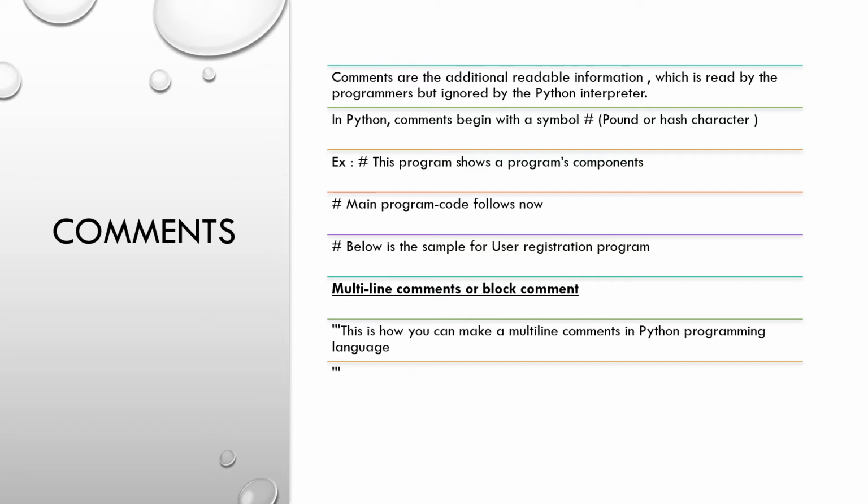There are two ways to do it. One, you can create inline comments, where you start the comment with the hash symbol. And you can also create a multi-line comment, where you start and end with three double quotes. In between, you can give multi-line comments, like let's say you have a bunch of information about the code. You can give it in between the three double quotes. So this is how you can create comments in Python.